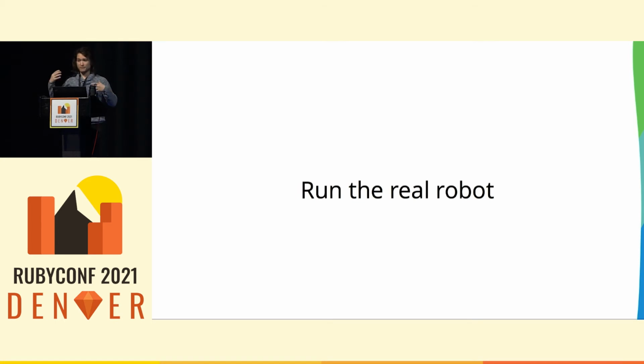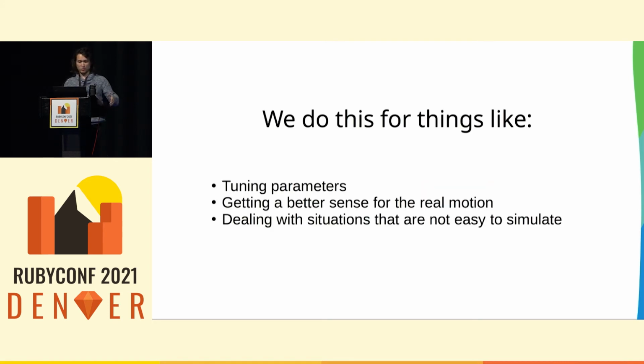And in addition, the configuration is always very different, right? So what we do with the real robots, we tune the parameters, we get a better sense for the real motion, and we deal with situations that also aren't easy to simulate, which is very often human behaviors and various sensor information. So there's actually kind of issues on both sides here.